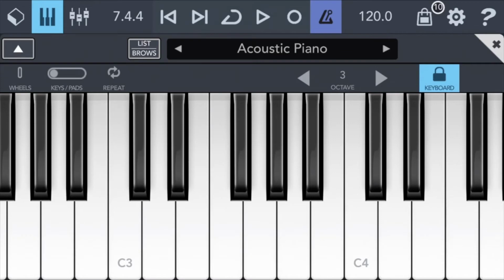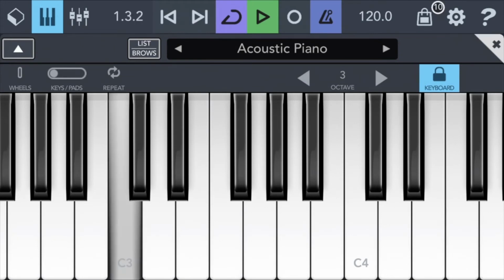And here's what a half note sounds like. And here's the quarter note. And here's the eighth note. My timing was a little bit off on that one, but basically an eighth note, like I mentioned earlier, is 2 times the speed of a quarter note.